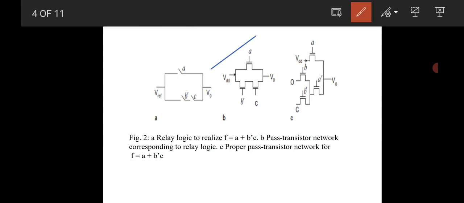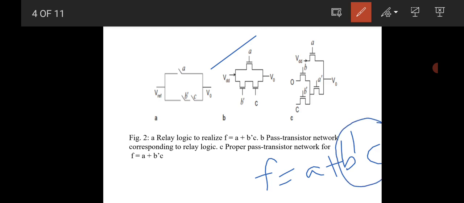So in this case, this circuit is realized with the help of relay logic. Let us see this function: f is equal to a plus b bar c. So this is nothing but a plus b bar c. One important point you have to notice here is that b bar c is a product operation.